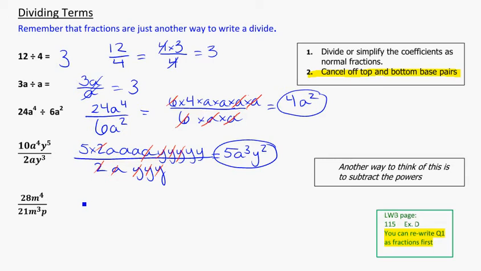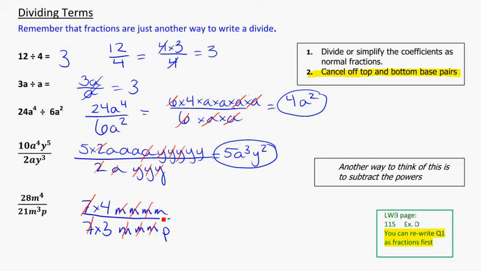Well, I know that 7 times 4 will give me 28, and I've got 4 m's on the top. And I also know that 7 times 3 will give me 21, and I've got 3 m's on bottom and a p. Now that I've got it written out like that, I can think that the 7 and the 7 will cancel off, and 1 for 1 I'll cancel off pairs of m's until I run out of pairs.